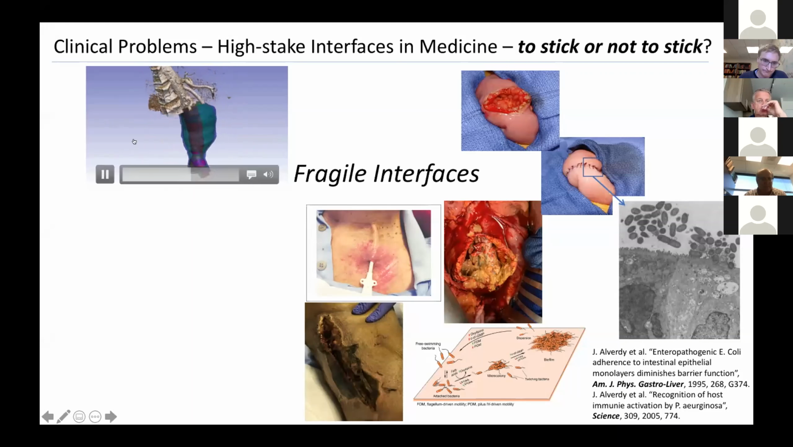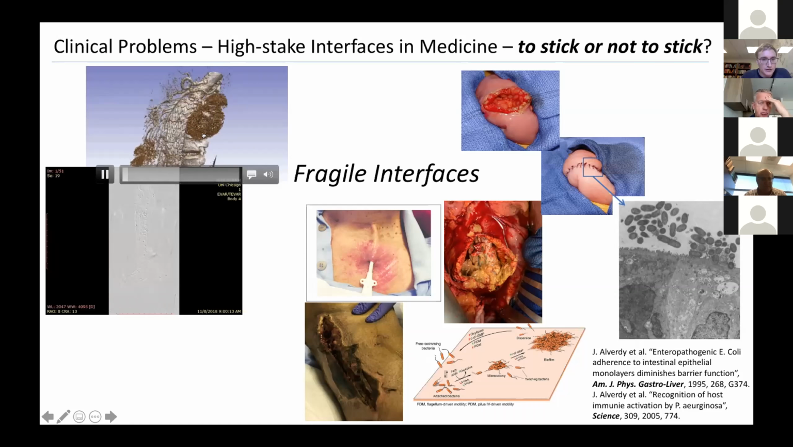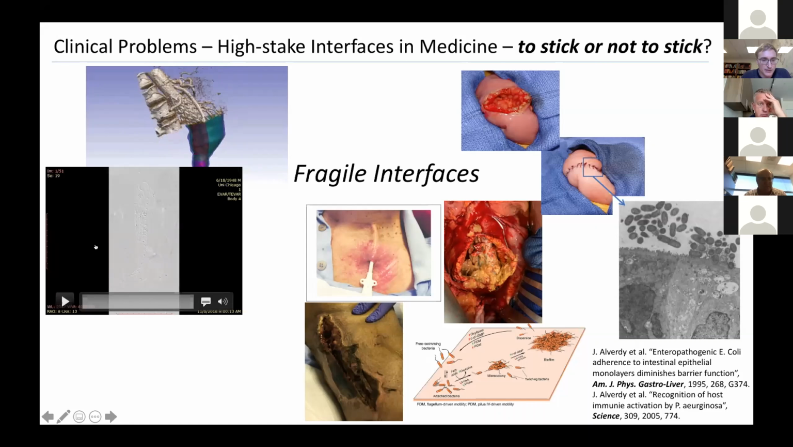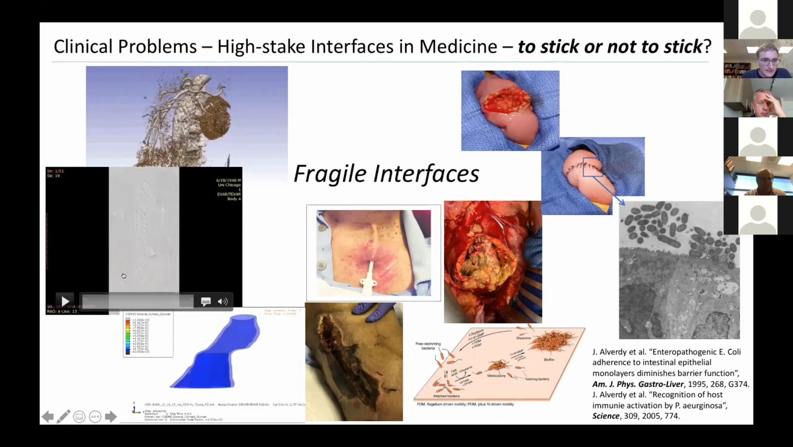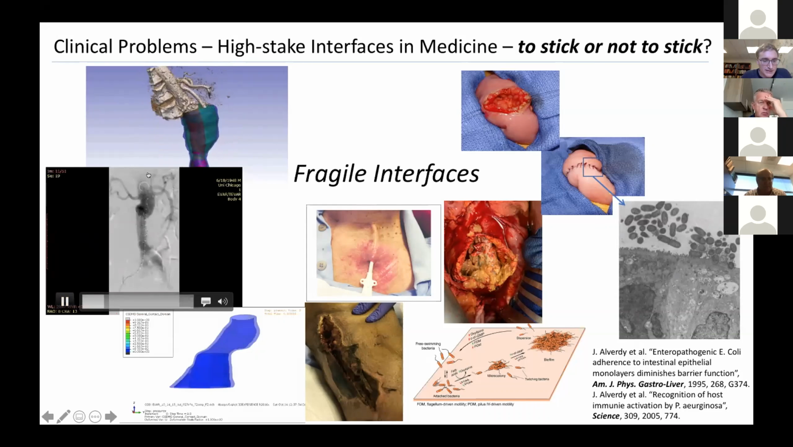So here is just an example of the leakage that I talked about. This is a segmentation up here of the stent graft within the aorta. And what you're going to see here now is a fluoroscopy run with the stent graft in the middle. And we're going to now shoot some contrasted iodine dye.